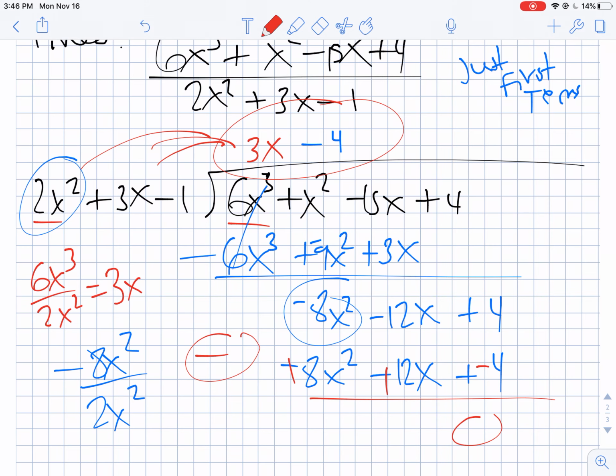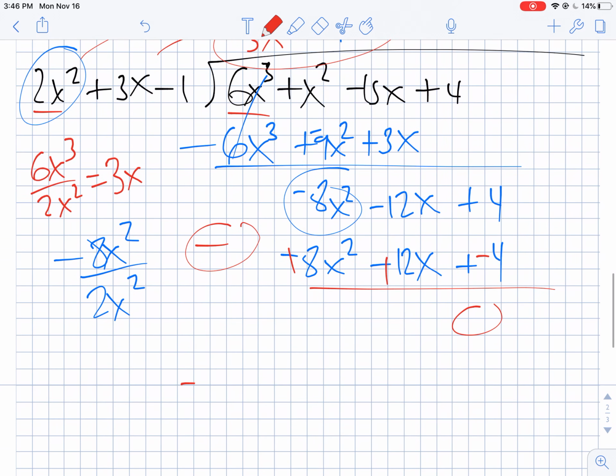Okay, beautiful. So anyway, that's polynomial long division. That's how you simplify. Join me in the next video when we use this to actually integrate things. Thanks for watching.